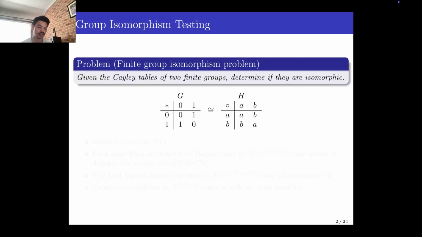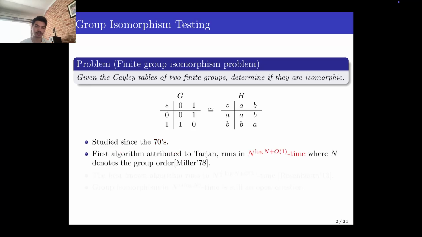So here we're talking about the finite group isomorphism problem, which asks, given the Cayley tables of two finite groups, determine if they're isomorphic or not. And here we're only considering finite groups where the input is the Cayley table. This problem has been widely studied in theoretical computer science since the 70s. The first algorithm, attributed to Tarjan, was already quasi-polynomial time in the group order.